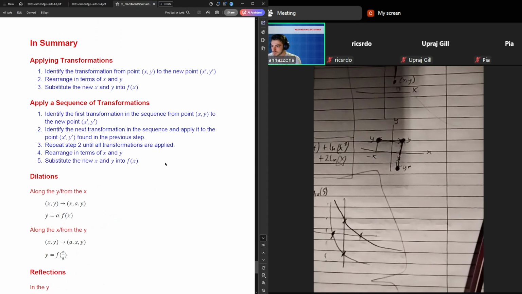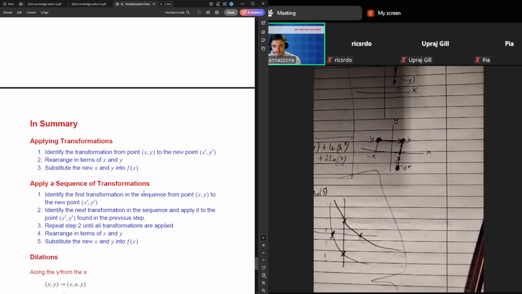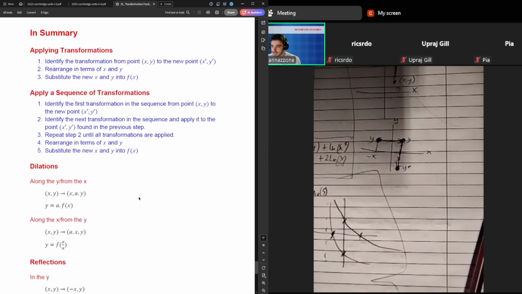That is the end of at least the fundamentals of applying transformations. Does anyone want me to clarify anything in there in any more detail?